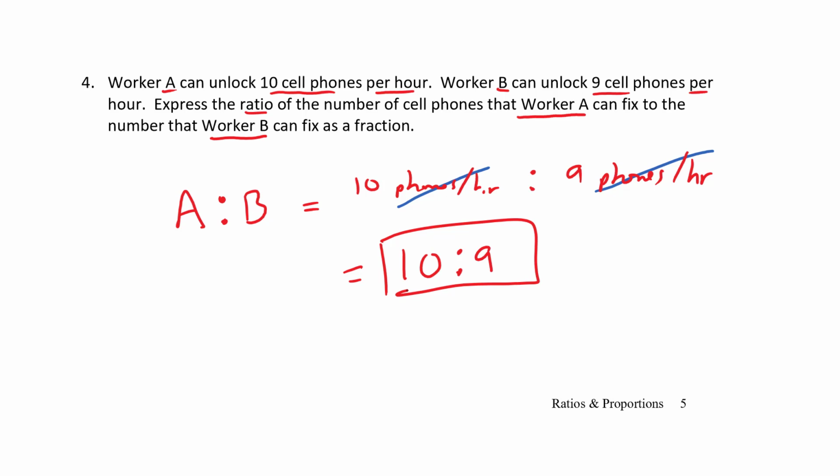Why would you want to know this? Well, let's say worker A unlocked 1,000 cell phones. Then how many cell phones did worker B unlock? Well, you can quickly use the ratio and determine it would be 900.